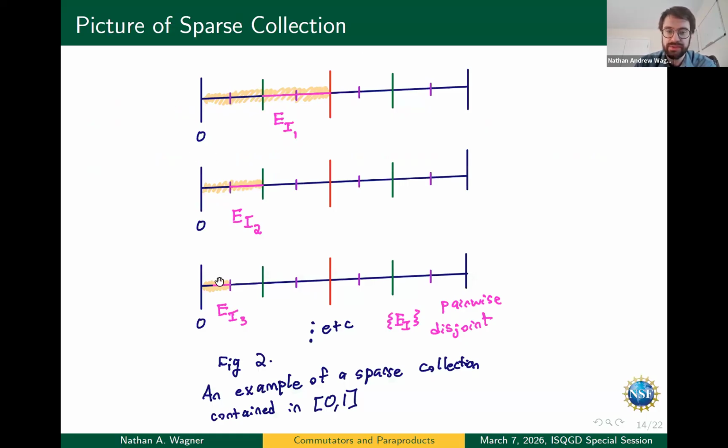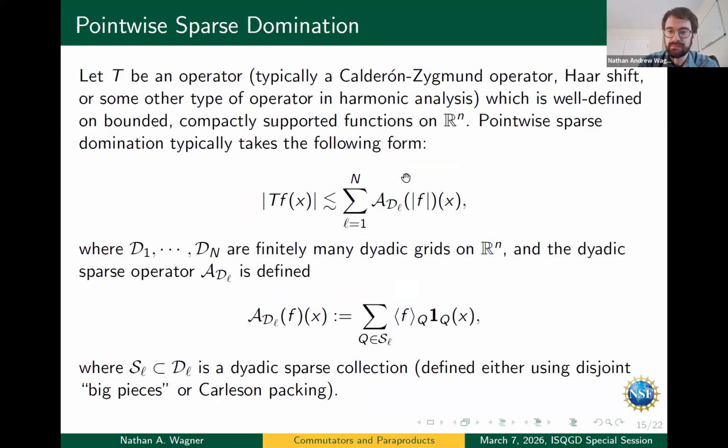The orange intervals are the left halves of dyadic intervals as we shrink dyadically, starting with the interval [0, 1]. And if I take the right half of each of those shrinking intervals, I get my distinguished pairwise disjoint subset. Basically, the reason why we like this is that we can dominate an operator by these dyadic sparse operators, which look very much like expectation operators, where the averages are taken over this sparse collection.